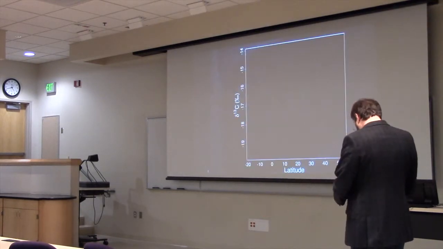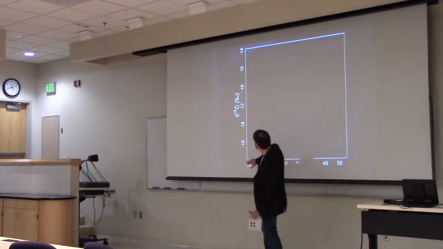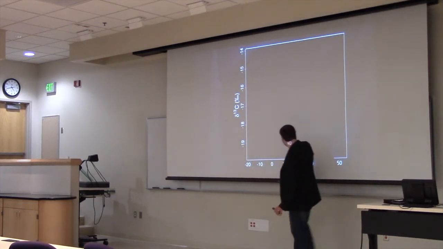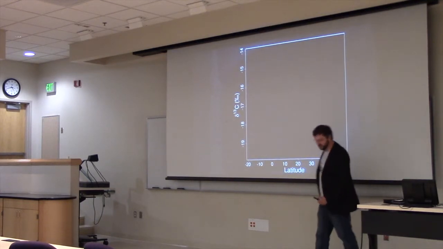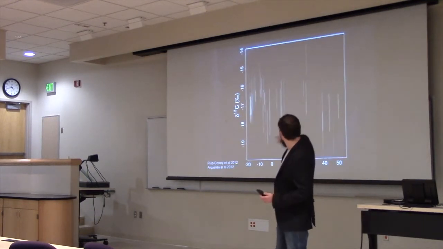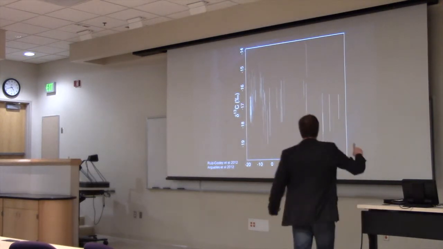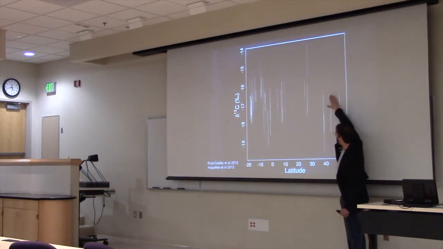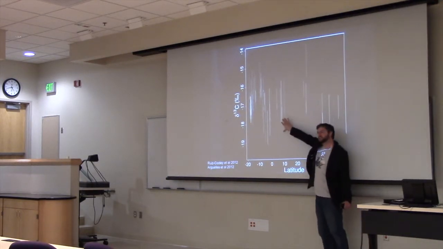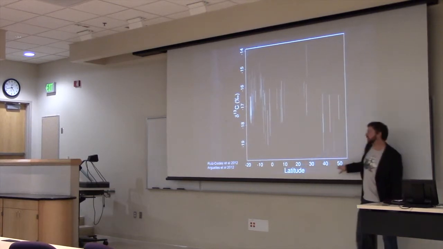So, first off, I'm going to show you a plot like this. It gives you the delta 13C values on the y-axis, and latitude on the x-axis, going from south to north this way. It might be a little hard to tell what's going on here, but each one of these lines is the range of carbon stable isotope values found at each of these latitudes going north along the coast.